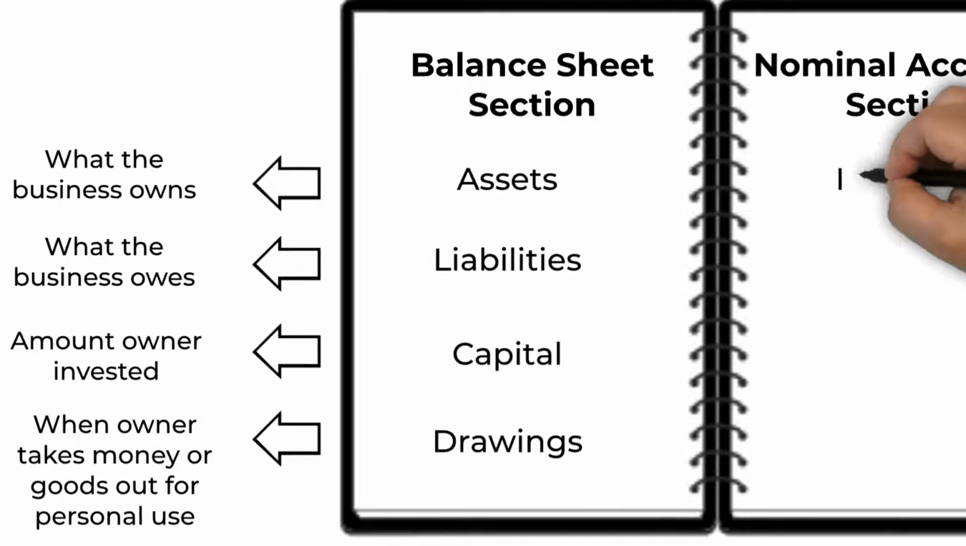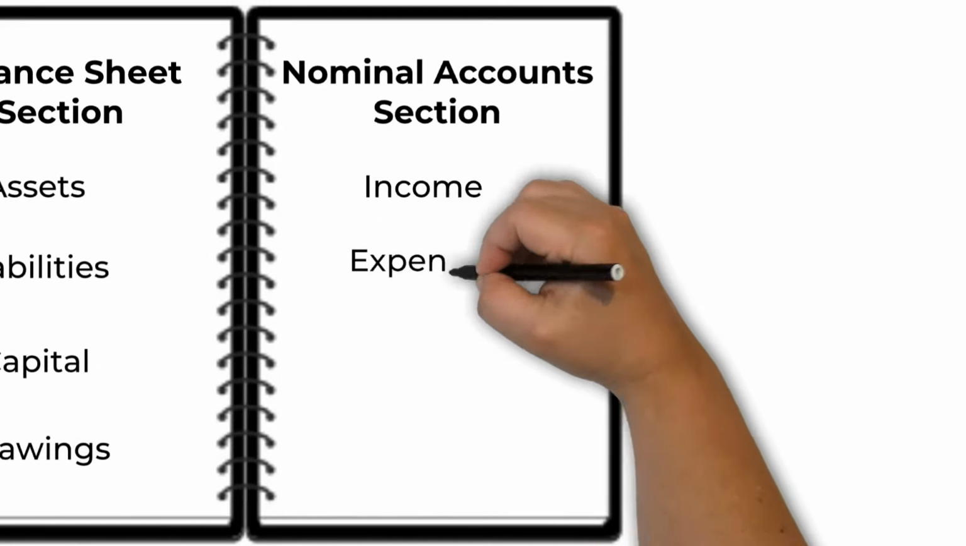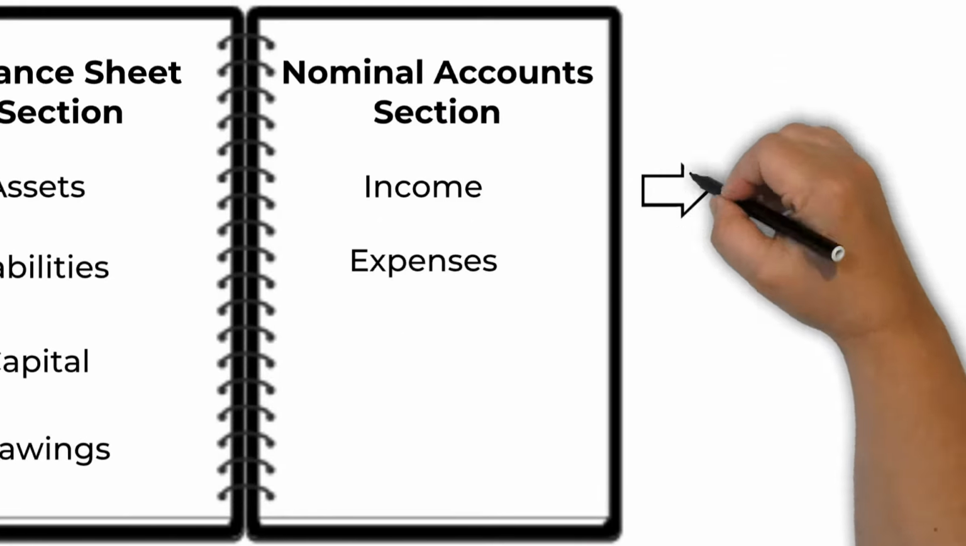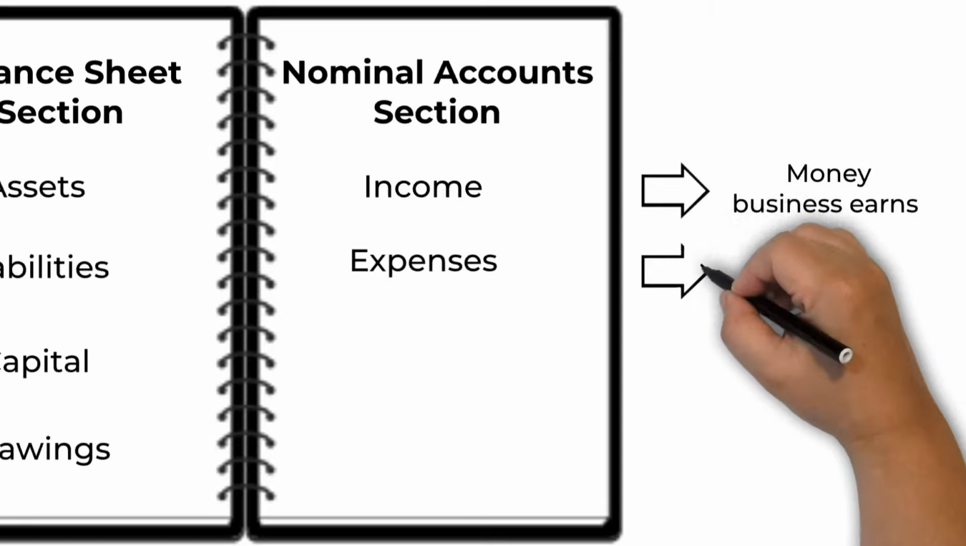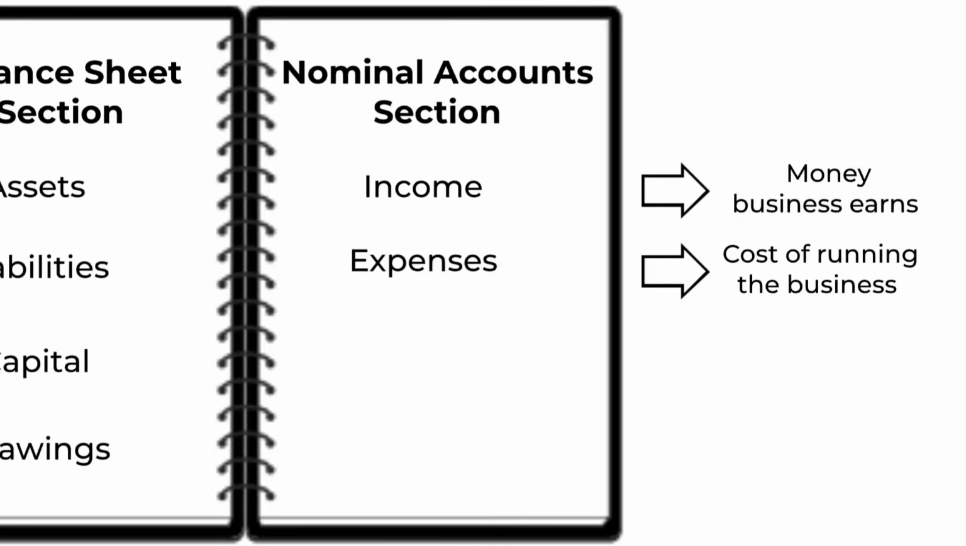The nominal accounts section contains accounts for income and expenses. Income is the money the business earns from sales or services. Expenses are the costs of running the business, like wages, rent, stationery, or water and electricity.